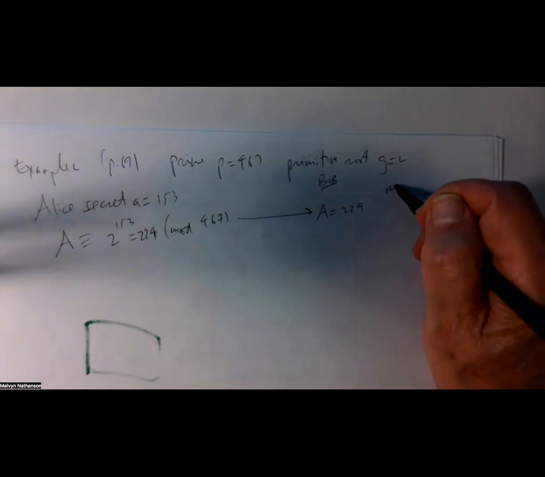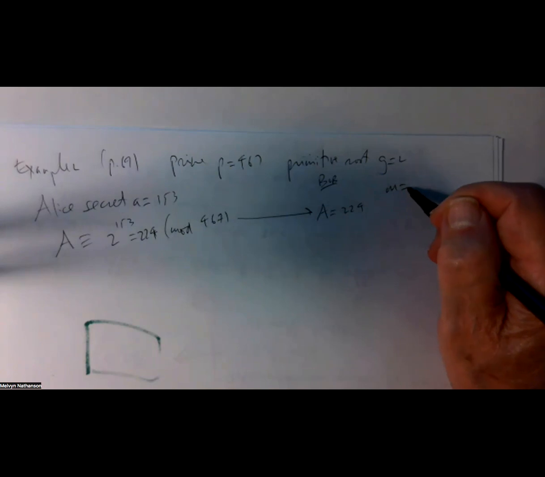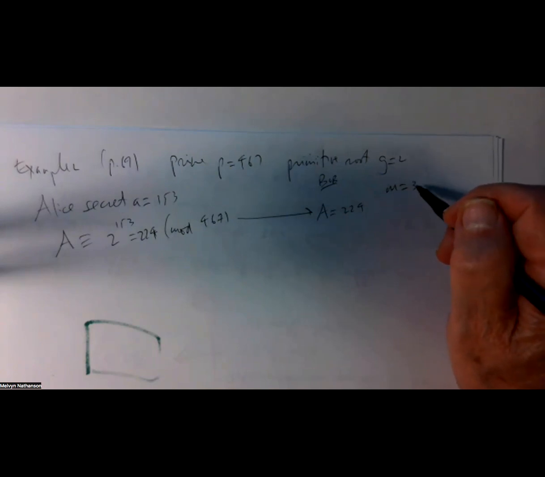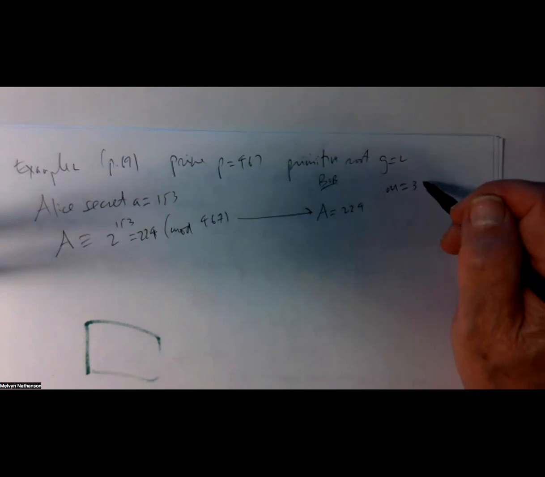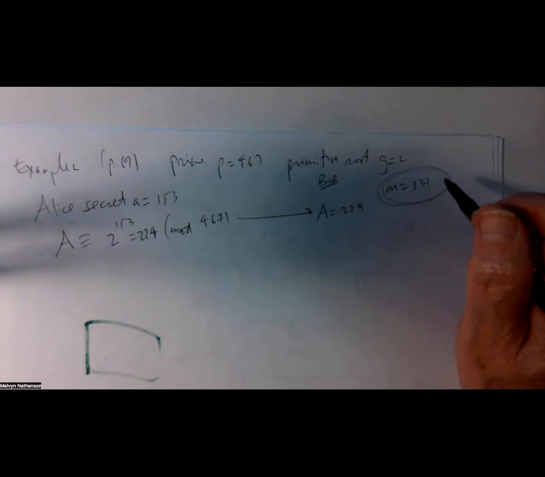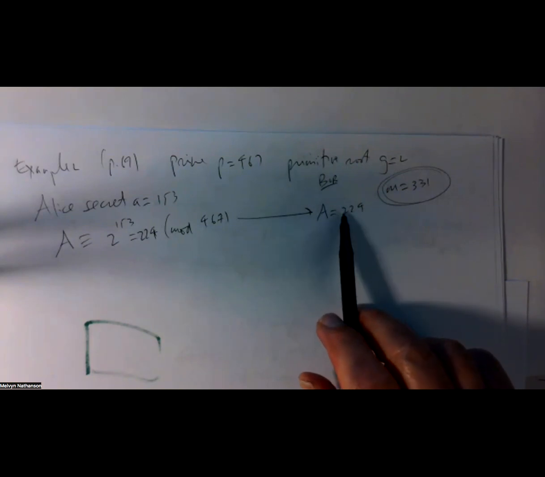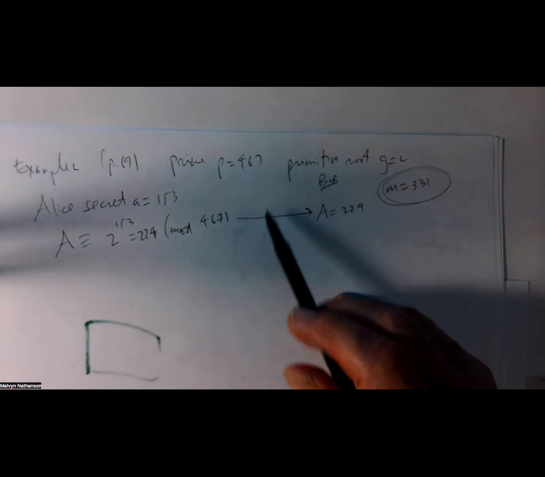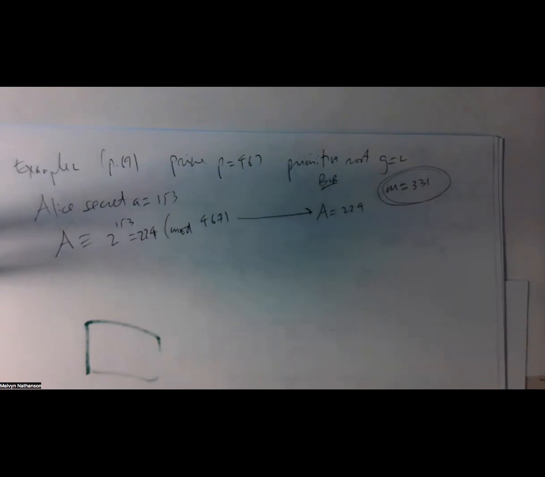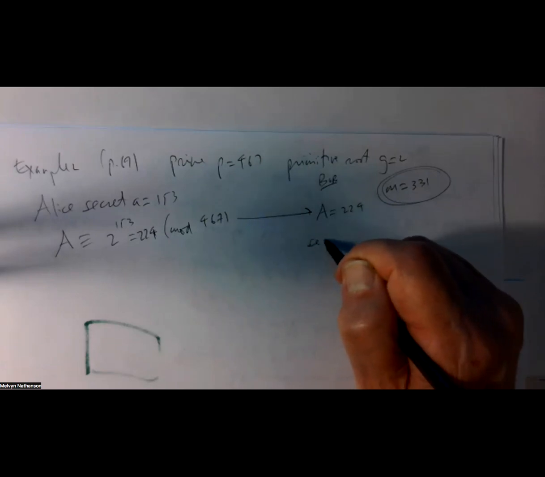Suppose Bob's message that he wants to send is a number between 2 and P, say it's 331. So Bob wants to send the message 331 to Alice, and Eve, intercepting everything going back and forth, can't figure out that the number is 331.